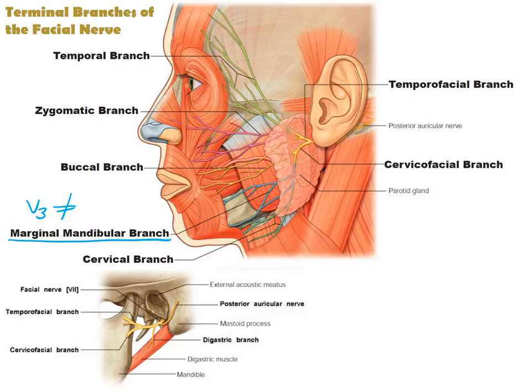And if that's not confusing enough, the buccal branch of 7, which is purely motor, should not be confused with the buccal nerve, which is a branch of V3. The buccal nerve branching from the mandibular nerve V3 is largely sensory to the skin and the mucosa of the cheek, whereas again the buccal branch from 7 is purely motor.